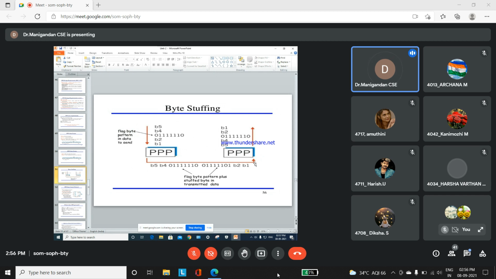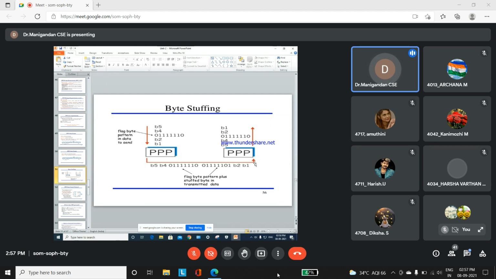Next, byte stuffing. Byte stuffing means what? Based upon the bits to be transmitted from source to destination. See, from the source, what is the byte to be transmitted? It's B5, B4 will be assigned as byte data, and in between the bits are converted into data. Here 01111110, these are the flag byte pattern. Data will be transmitted to the receiver, then bit 2 and then bit 1. This data will be transmitted from sender to receiver.